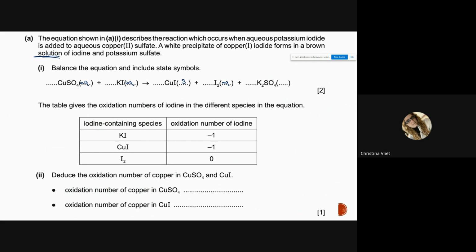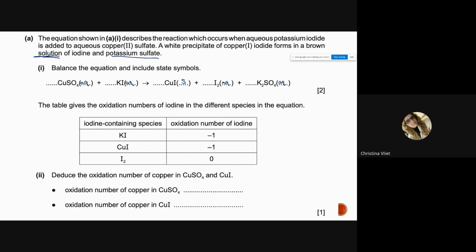And then K2SO4. What's the state? Did they tell you? A brown solution of iodine and potassium sulfate. A solution of potassium sulfate is also aq. How many points have I earned so far? One. One for the states. So where's the other mark? Balancing the equation.